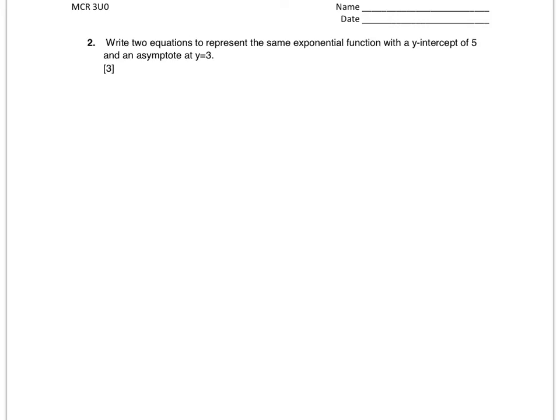The last question is to write two equations to represent the same exponential function with a y-intercept of 5 and an asymptote of 3. We know that the exponential equation is going to be of the form a b exponent x plus c, where there is no horizontal transformation on the x. The first piece of information is that the asymptote has to be 3. This means that c has to be 3. So y is equal to a b exponent x plus 3.